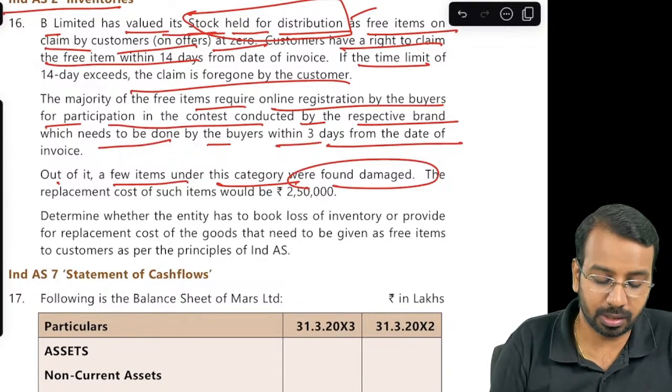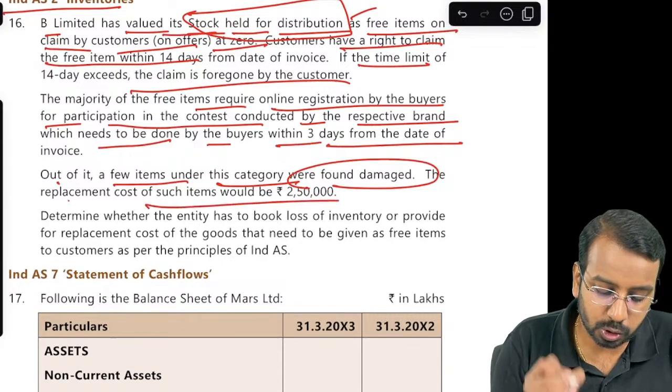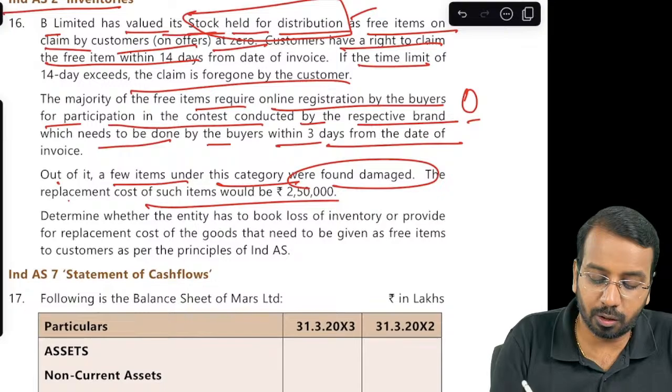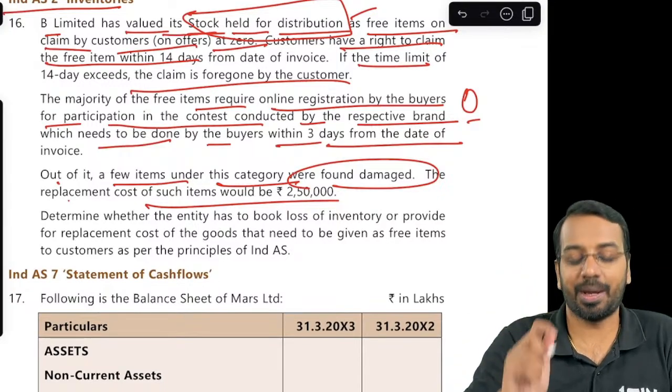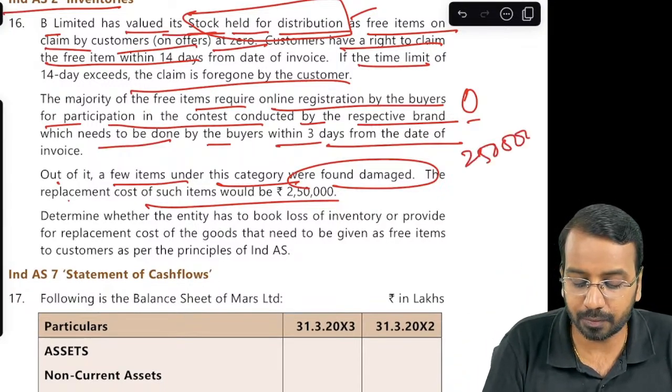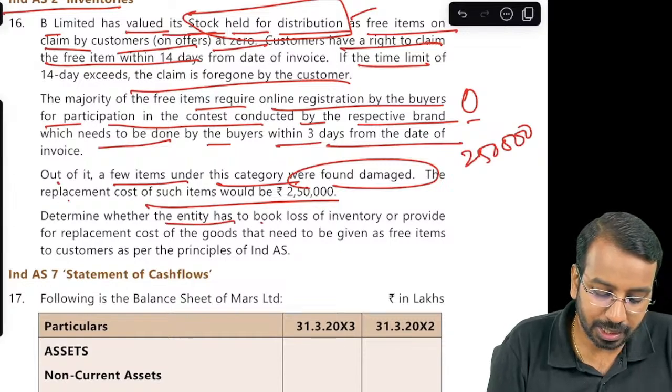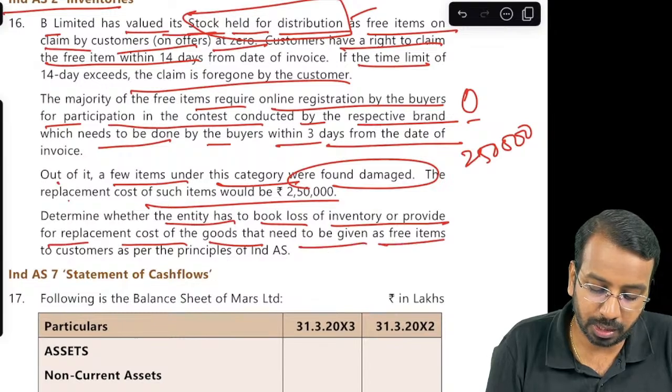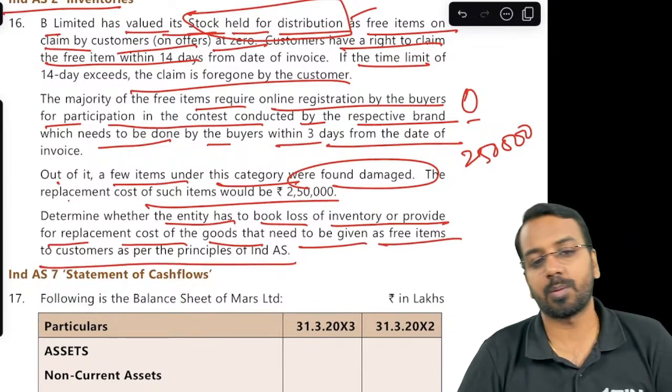So there is damage in the free items. Replacement cost is 2,50,000. Now, I am already valuing it at 0. That 0-valued item has also got damaged, and now I have to incur a cost of 2,50,000. Determine whether the entity has to book loss of inventory or provide for replacement cost of the goods that need to be given as free items to the customer as per principles of finance.